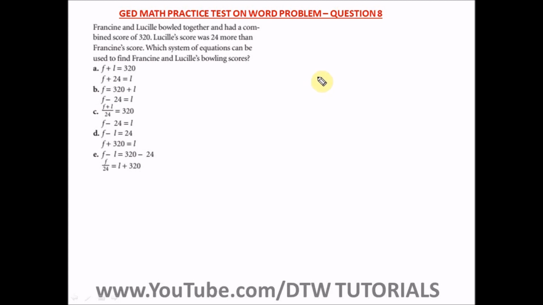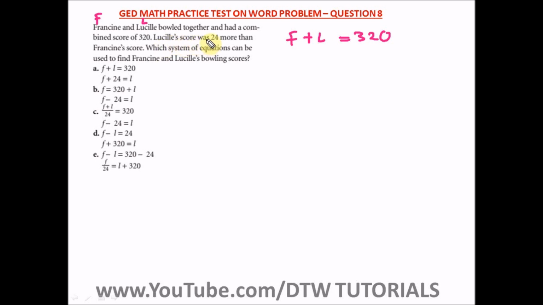Question 8 of the GED math practice test on word problem. It says Francine and Lucille bowled together and had a combined score of 320. So let's just declare this variable. This should be F and this should be what? L. Okay, we just pick the first letter. So we have here, it said bowled together and had a combined score. So we have here F plus L is equal to what?